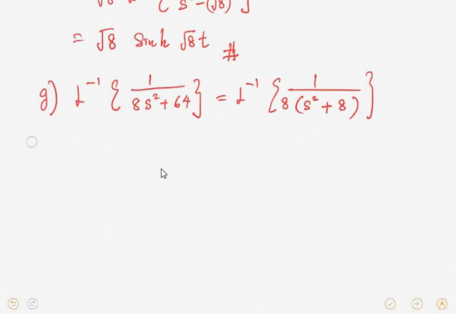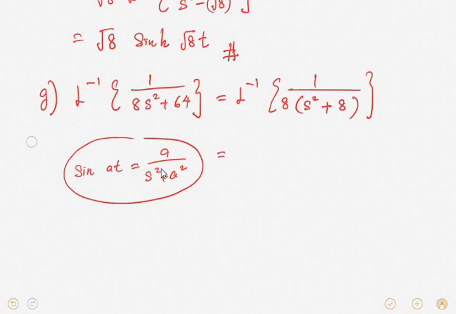Okay, so what is this form? With plus, either is a sin or cos. So usually we will take the sin at. So sin at is equal to a over s squared plus a squared. Okay, we change the format. So we have 8 here. Again, we have 1 over 8 here. So we take out the 1 over 8.